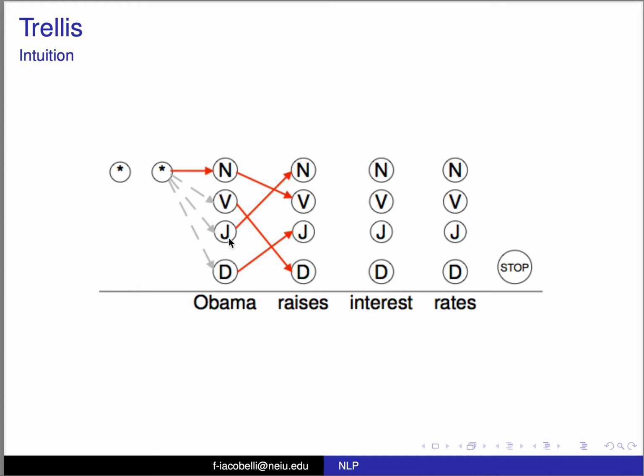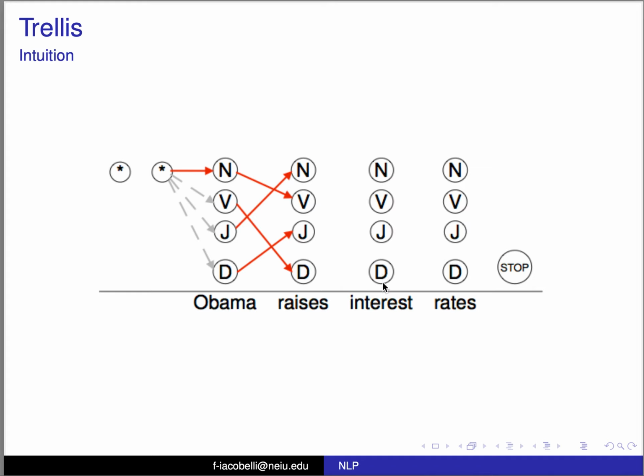Okay? Now what I'm going to do, and I'm tracking the most likely path, and it looks like there's a path here that would be the most maximal path. And it kind of makes sense, right? Obama as a noun and races as a verb, it starts to make sense.